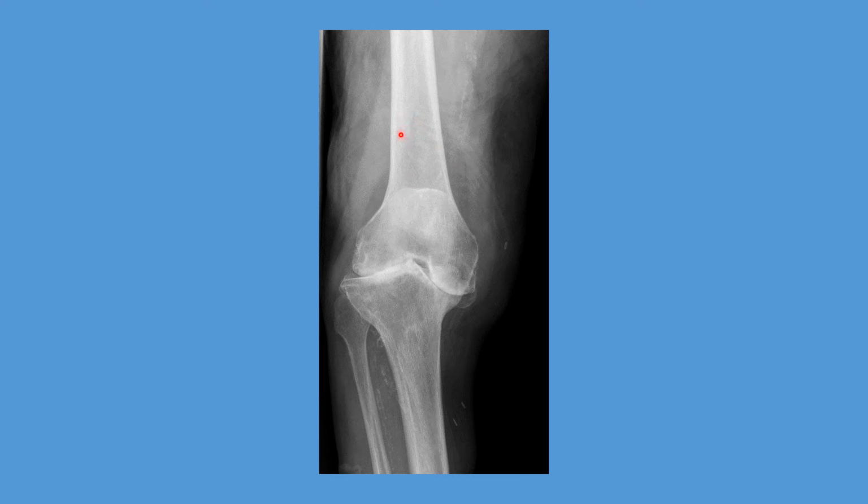So we can see in this patient, here's femur, here's tibia. We can see an extensive amount of arthritis. So clearly this patient is bone on bone. All the cartilage is gone. But at the same time, there's a lot more structural change happening.